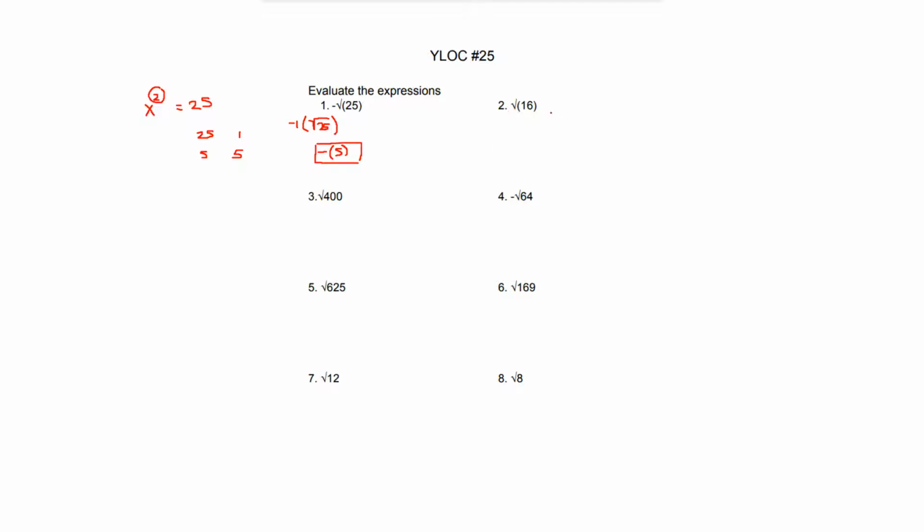For number 2, it's the same thing. It's asking us what times itself equals 16, or what squared equals 16. And 16, the factors are 16 and 1, 8 and 2, and 4 times 4. So the answer for number 2 is just going to be 4.